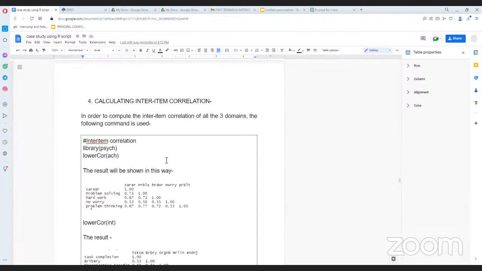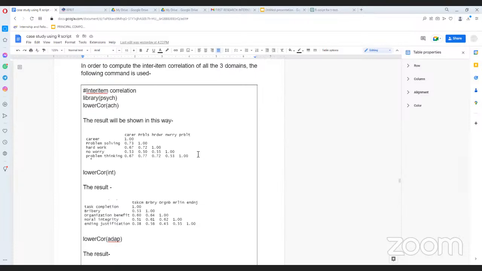Next one, please read it. Okay, sir. Now fourth, calculating inter-item correlation. In order to compute the inter-item correlation of all the 3 domains, the following command is used. Hashtag inter-item correlation, library, the dataset name, psych, and lower.cor, ACH. The result will be shown in this way.